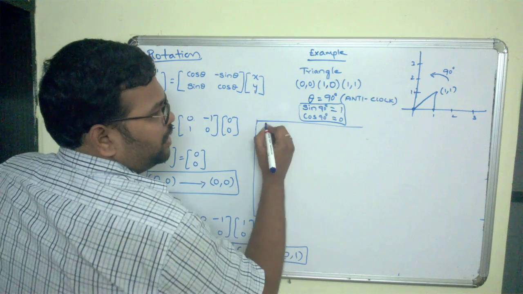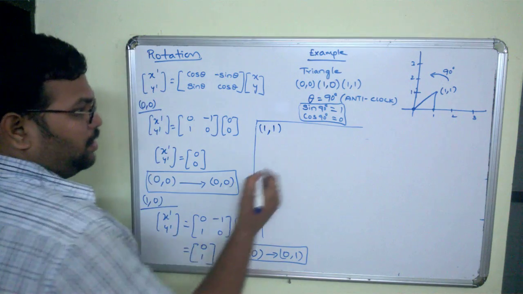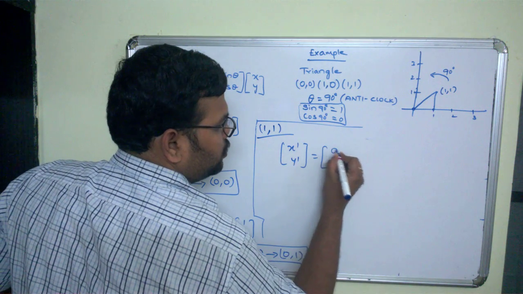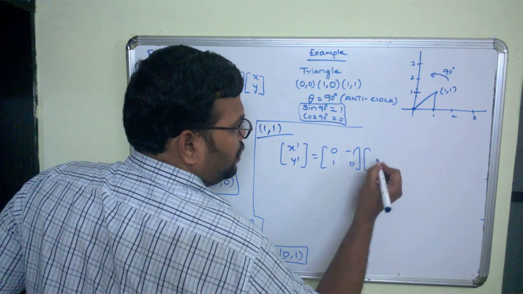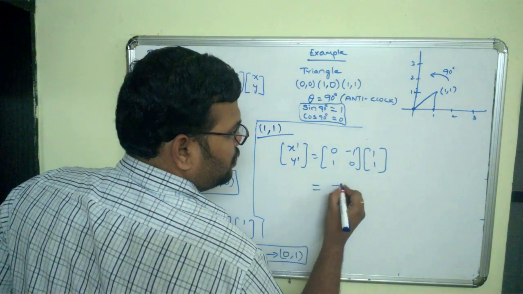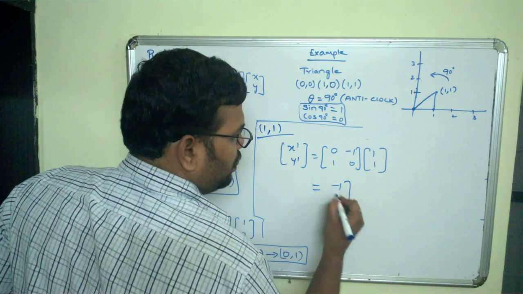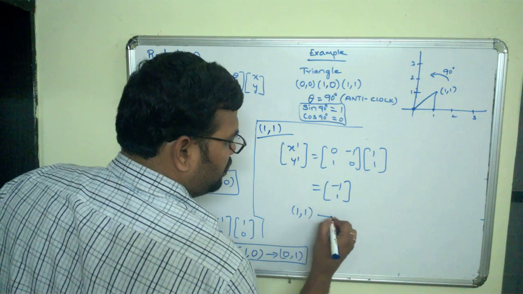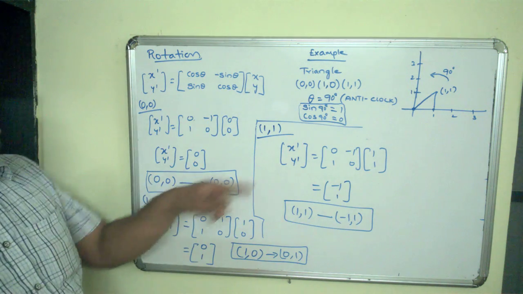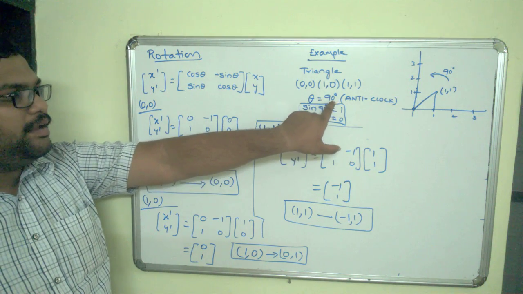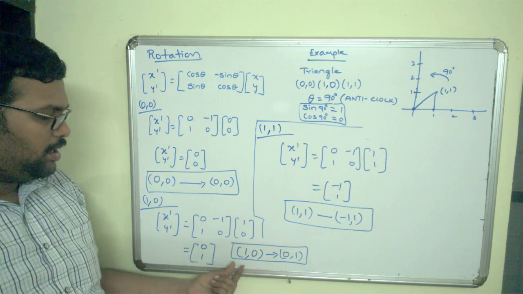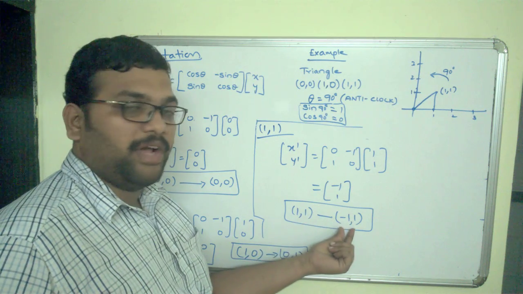Now let us consider the third point, 1 comma 1, and apply x dash, y dash is equal to the matrix 0, minus 1, 1, 0 into 1, 1. It becomes 0 into 1 minus 1, which is minus 1, and 1 into 1 plus 0, which is 1. So 1 comma 1 becomes minus 1 comma 1. After rotating the given triangle by 90 degrees anti-clockwise, 0, 0 stays 0, 0, 1, 0 becomes 0, 1, and 1, 1 becomes minus 1, 1.